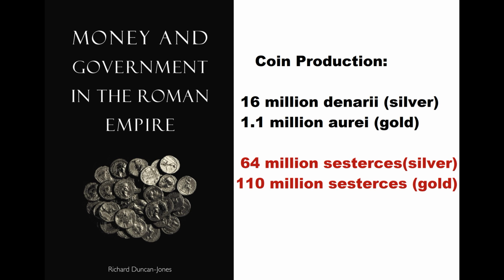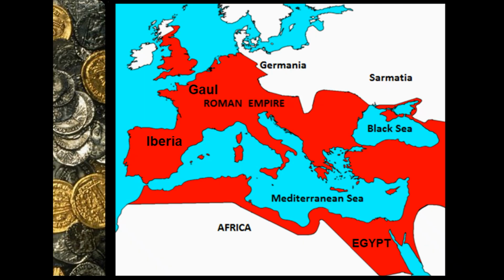Using this method, the Cambridge professor Duncan Jones estimated that by the time of the Emperor Hadrian, the Roman mint was producing a probable 16 million denarii and 1.1 million Aurei per year. This is equivalent to 64 million sesterces worth of silver and 110 million sesterces worth of gold. However, a large proportion of this silver was possibly collected from older coinage melted down for reissue. What is important is that these figures are consistent with the mine output suggested by the ancient sources and the ice core data.